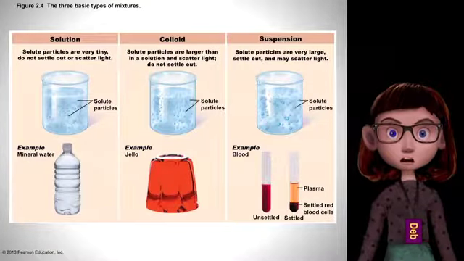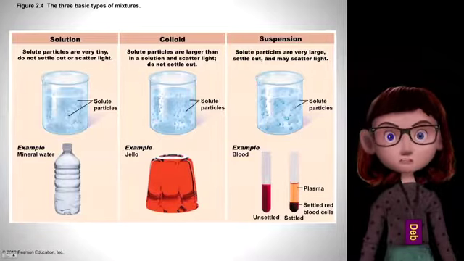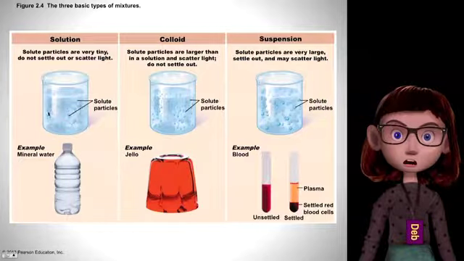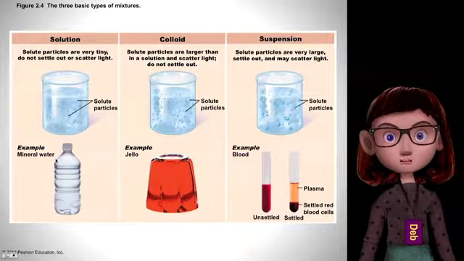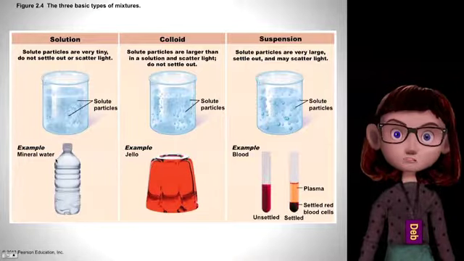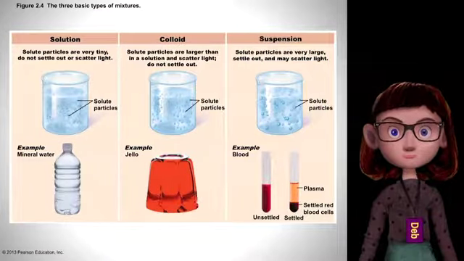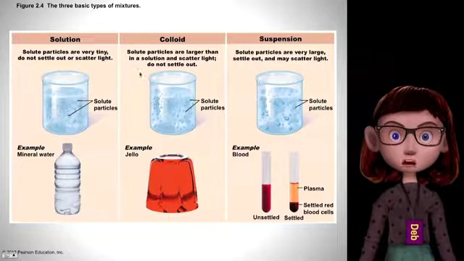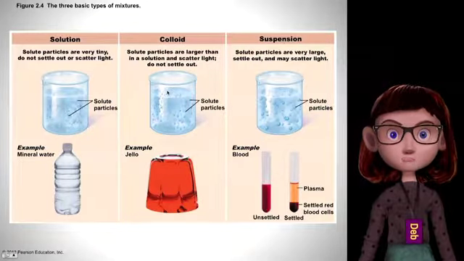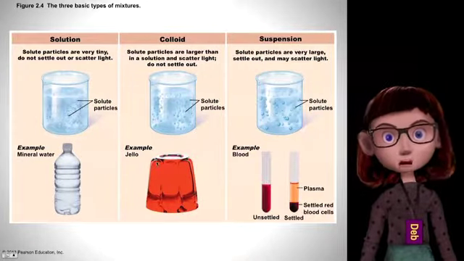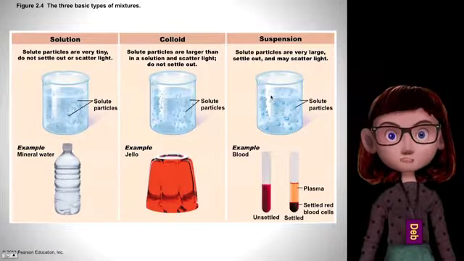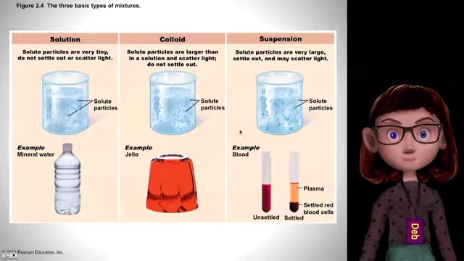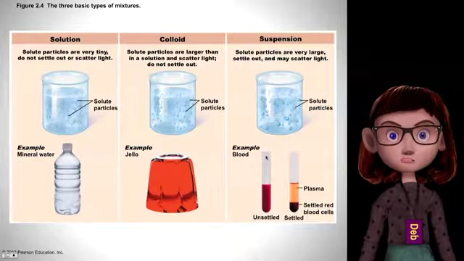Here's another figure that illustrates that. On the right, you have a solution. So solute particles are very tiny. They do not settle out or scatter light. The example here is mineral water, or something like a saline solution where the particles are actually dissolved in the liquid. Here is a colloid, and there's jello again. The solute particles are larger than in a solution, and they do scatter light, and they do not settle out. And on the far right, you can see that example again of the blood. The solute particles are very large, they settle out, and they may scatter light. So blood is actually a suspension.